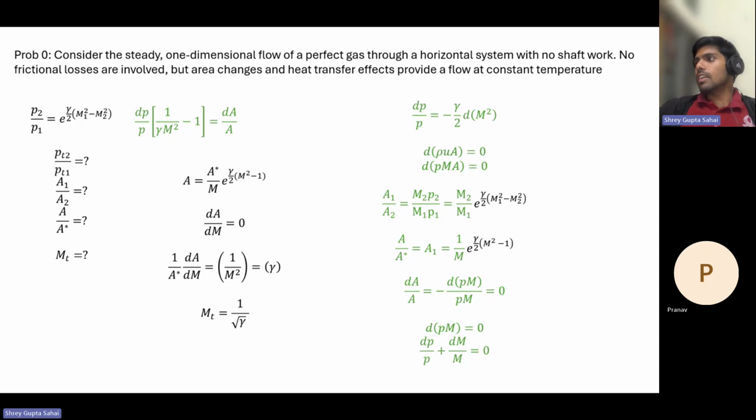That understanding is fine. Otherwise, it would become a little difficult if we continue this way. We need some reference node. So this is the reference node. A star becomes the reference for this flow. Fine. So this was problem zero.